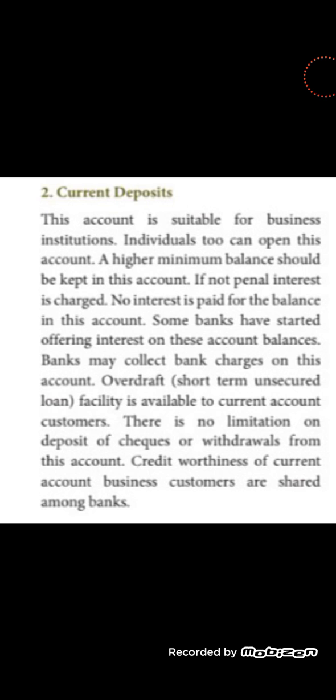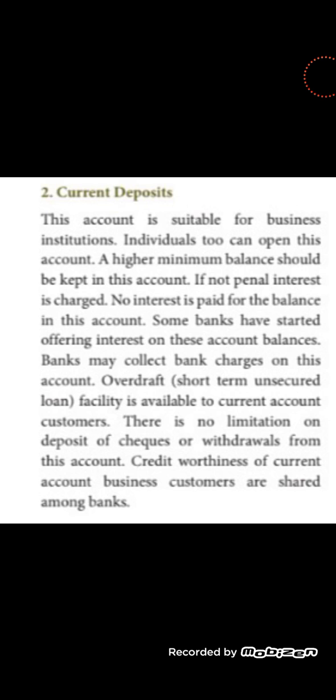Now we will go to the current deposits. What are current deposits? Who usually maintains this type of deposit? This account is mainly meant for business people, that is, business institutions. Even individuals are allowed to open this type of account, but they have to maintain a higher minimum amount, usually 10,000. Here no penal interest is charged. Even if there is a balance in the account, no interest is payable.